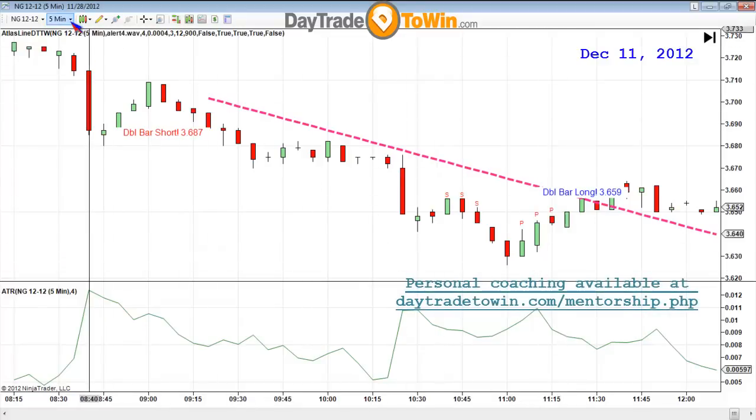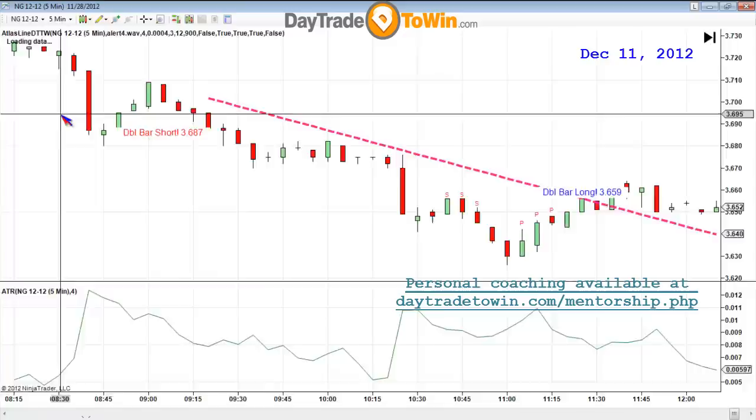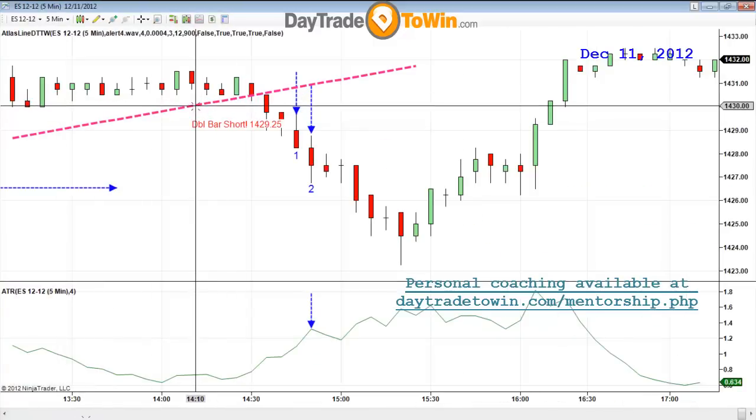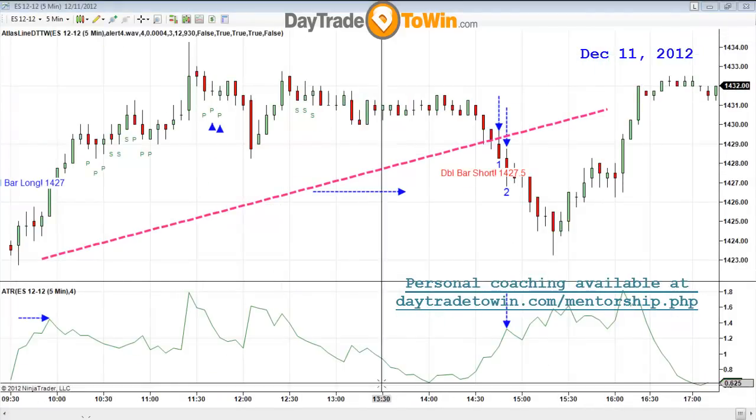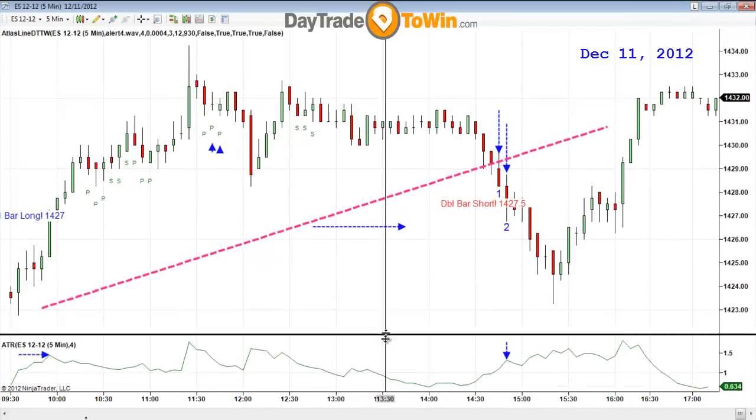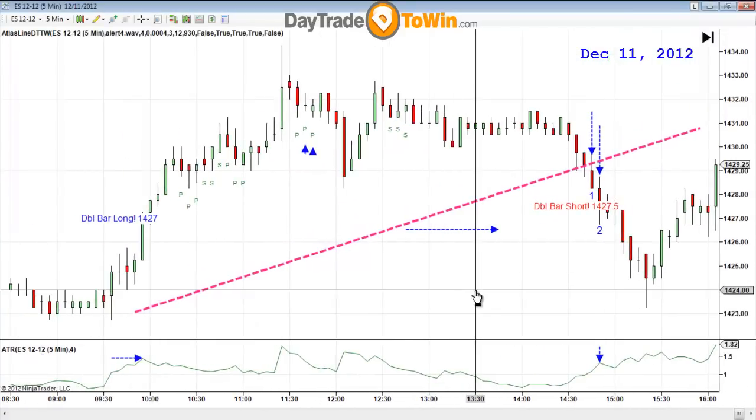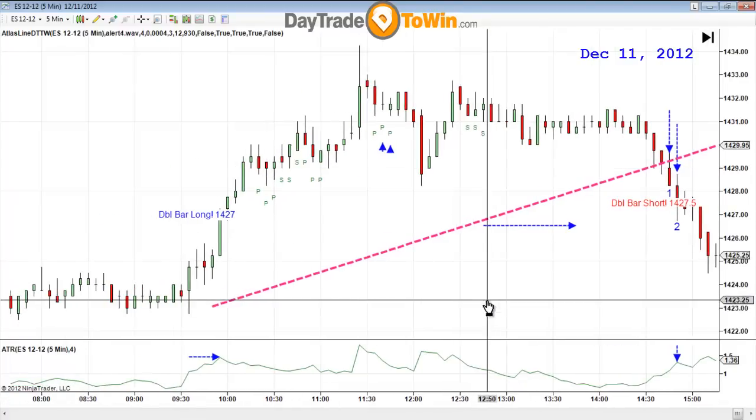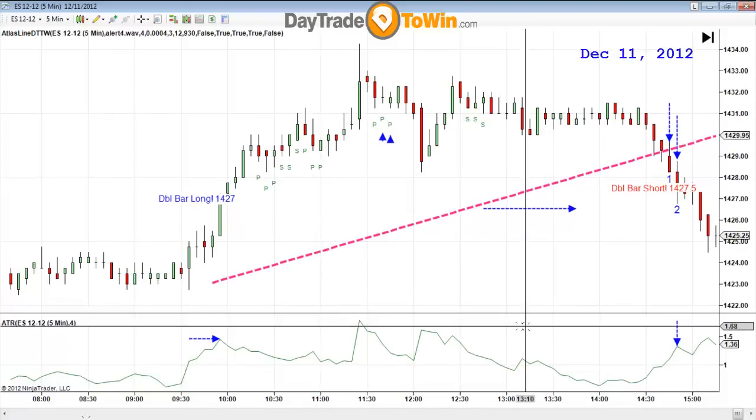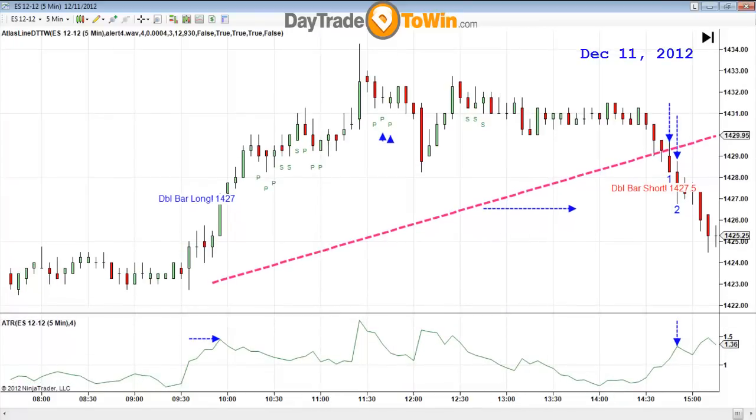All right. So let me get back to the E-mini S&P, and let me change that back to 9:30. All right. So the Atlas line is a little bit of a tool. It's versatile. You still have to manage the trades after you enter with stops and the profit targets based off the ATR. And the results are shown on the DayTradeToWin website under results. Okay?